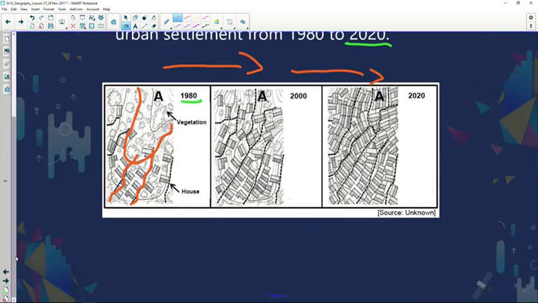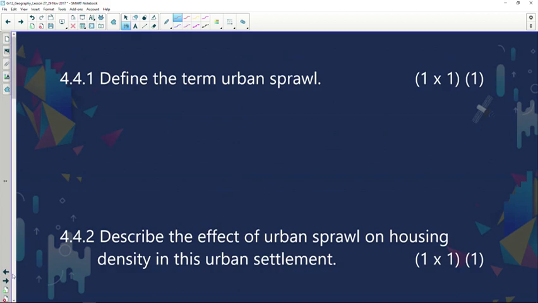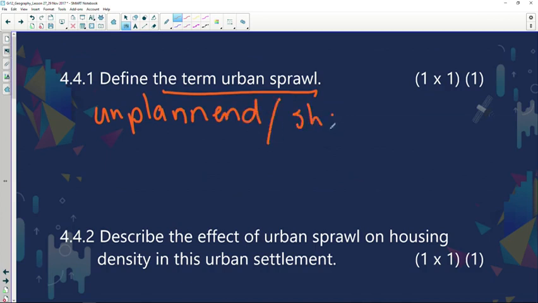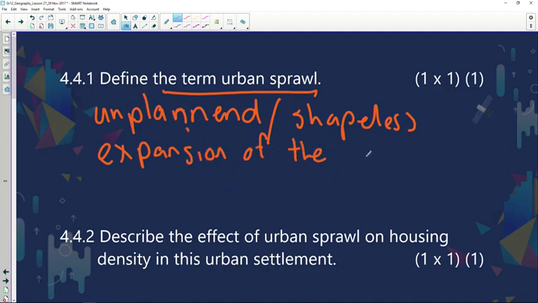So if we go to the questions quickly, and we look at the question, define the term urban sprawl. Now, first of all, the first thing I can say, it's like an unplanned, shapeless expansion of the city. Okay, into the surrounding rural areas. Because what happens is urban growth taking place, the urban area expands, but it's unplanned.